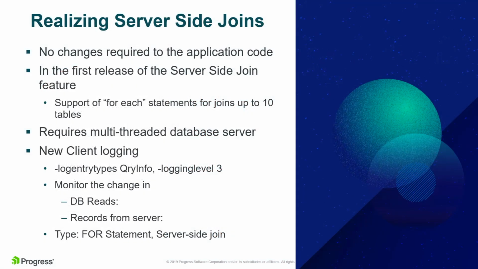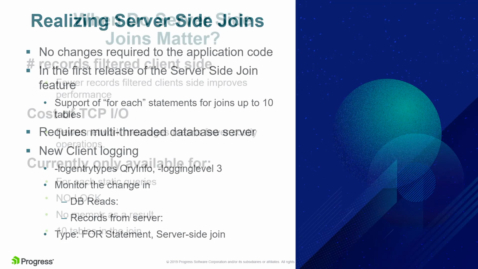In OpenEdge 12, we realized our goal of releasing server-side joins without requiring any application code changes. In the first release, it will work for FOR EACH statements that access up to 10 tables. It does require that you enable the multi-threaded database server. And we've added a number of new logging facilities to help you understand the impact of server-side joins.